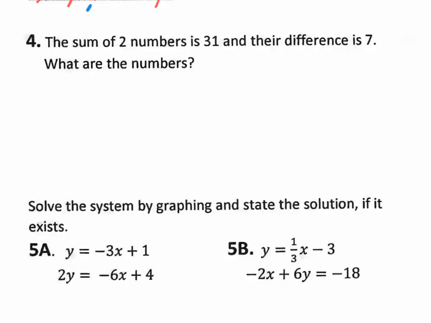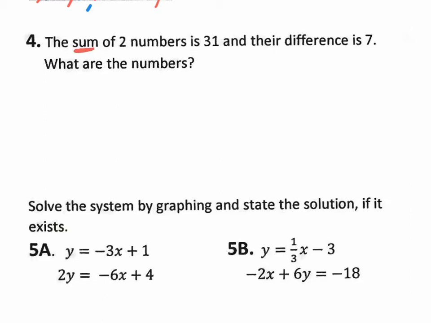Moving on, number 4. The sum of two numbers is 31 and their difference is 7. What are the numbers? This will be on the midterm, almost identical to this. So we need to know how to first set up this system. Okay, what does sum mean?